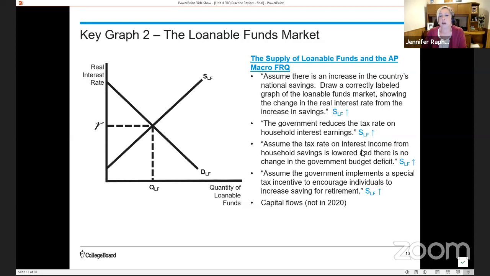Assume there's an increase in the country's national savings. Assume the government reduces the tax rate on household interest earnings. Assume the tax rate on interest income from household savings is lowered. Assume the government implements a special tax incentive to encourage individuals to increase savings for retirement. Do you see how all of these work? All of these things are designed to incentivize savings. And so an increase in savings is shown as an increase in the supply of loanable funds, which leads to a decrease in the real interest rate.